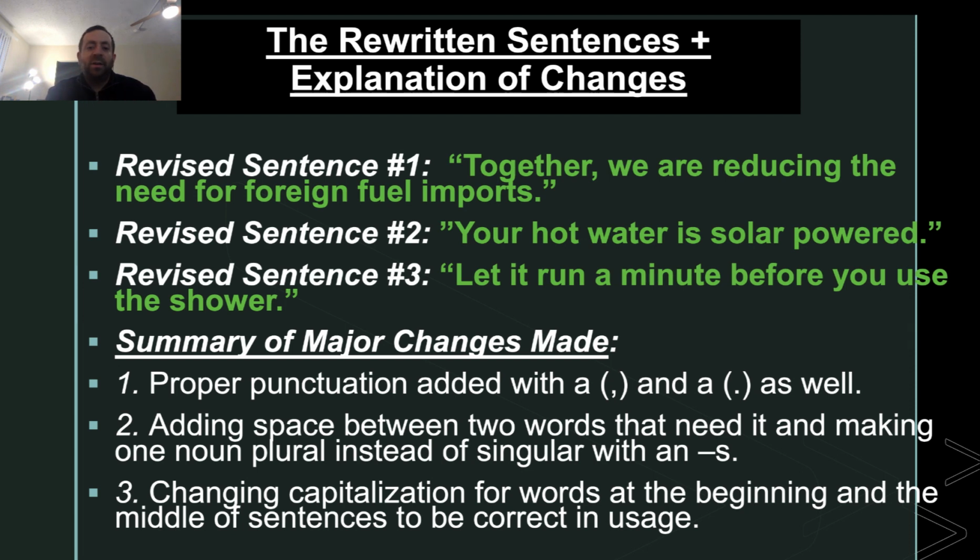So there you go. So remember your punctuation. Remember to always add space between 2 separate words when they should be separate. Remember our plural versus singular nouns. Remember to make them with an S at the end for plural. And then remember to change the capitalization to be correct at the beginning and in the middle of the sentences if there's too much capitalization. So that's our rewritten hotel notice for the hotel guests to help them in the future with making it a little easier to understand what the hotel means.